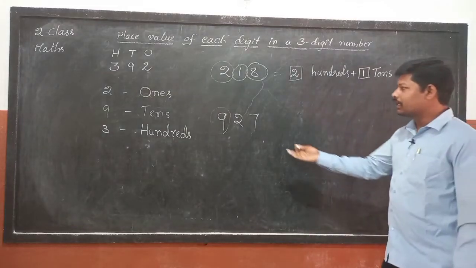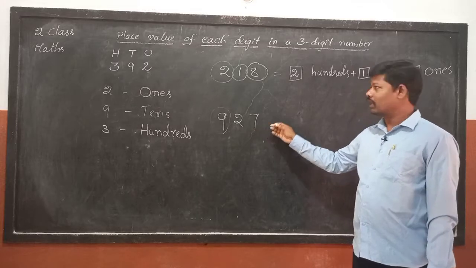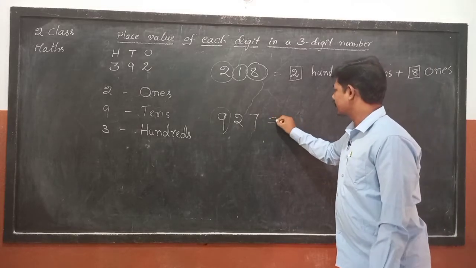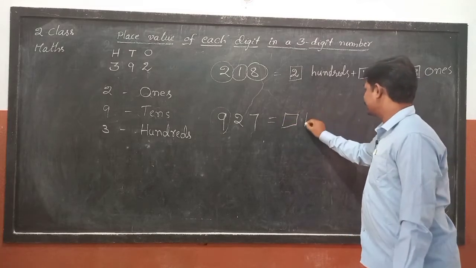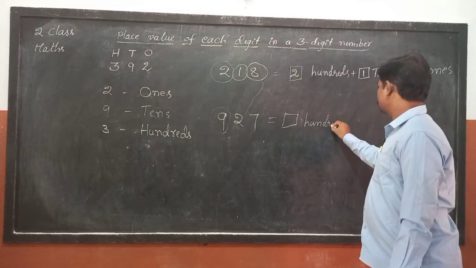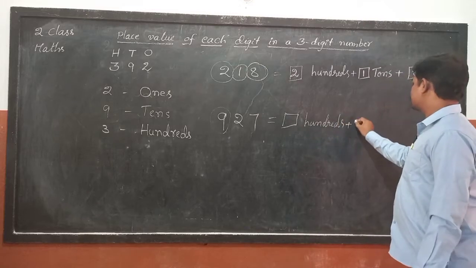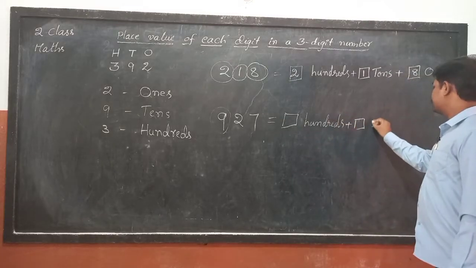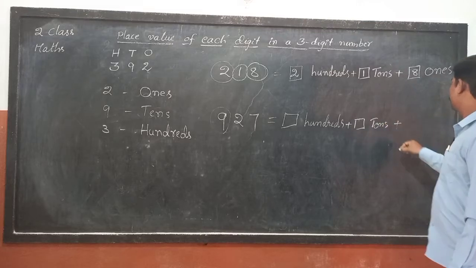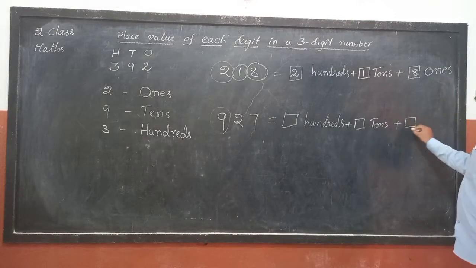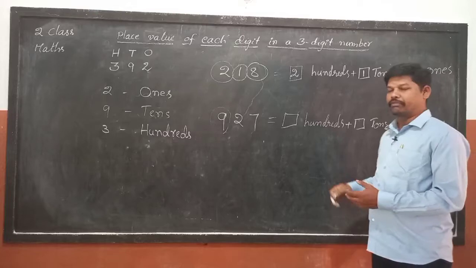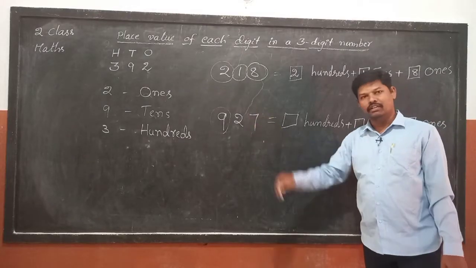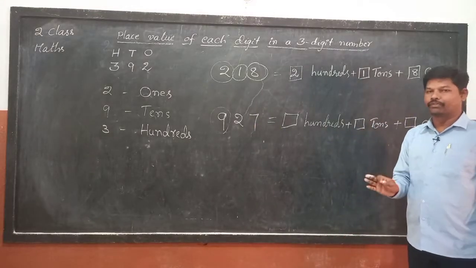So like that, let us write this number once again. Okay, once again observe carefully. Box is given: hundreds plus tens plus ones. Okay, I am giving different numbers. In the textbook, different numbers are there. I am giving different numbers. You have to observe carefully.